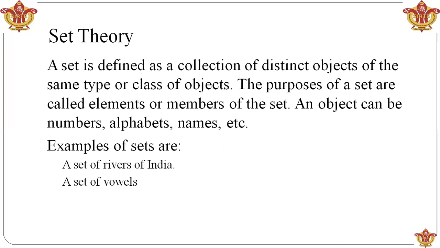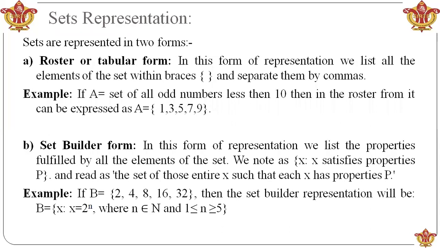So here we discuss how many types of sets there are, what the notation of a set is, and how to represent a set, right? In the continuation of set theory, here we discuss set representation, that is, which kind of set we can represent and how. We can represent a set basically in two ways. The first one is the roster or tabular form. In this form of representation, we list all the elements of the set within braces, separated by commas, right?